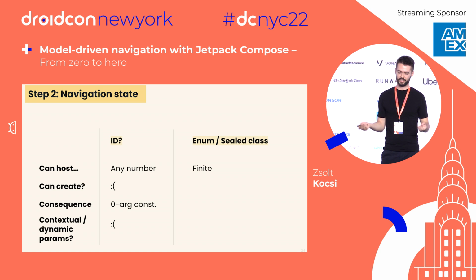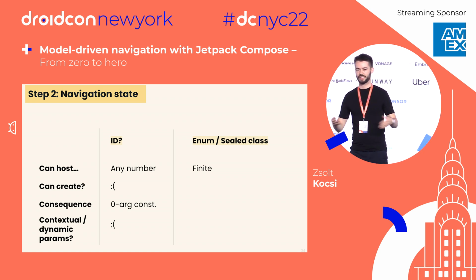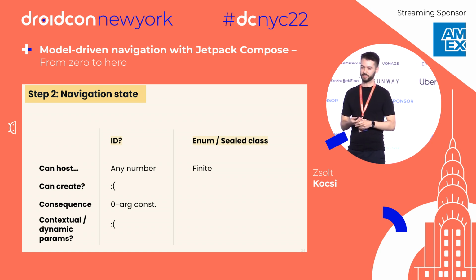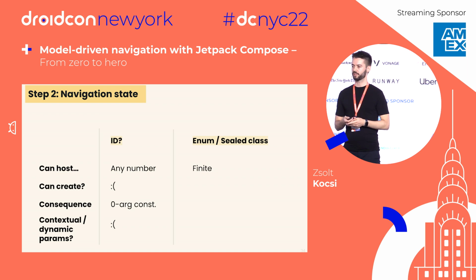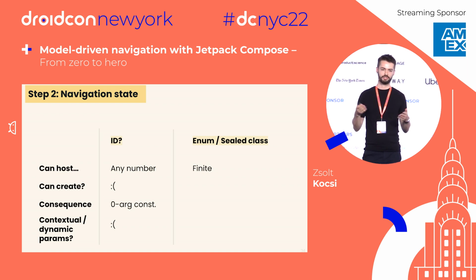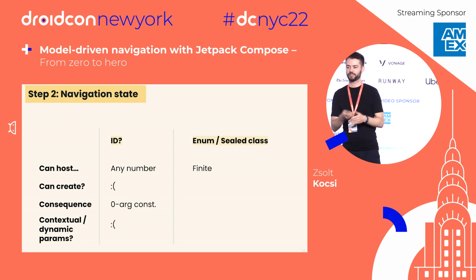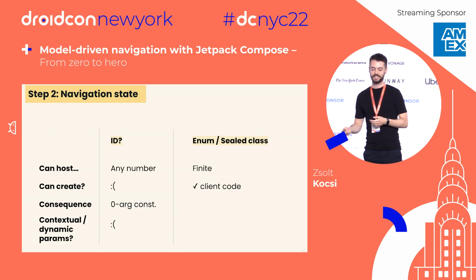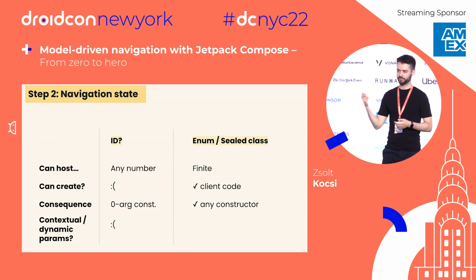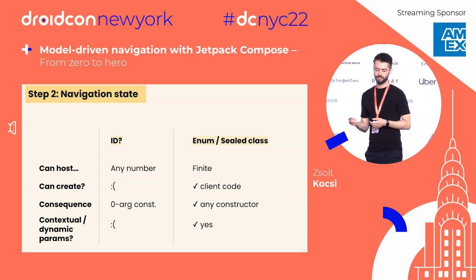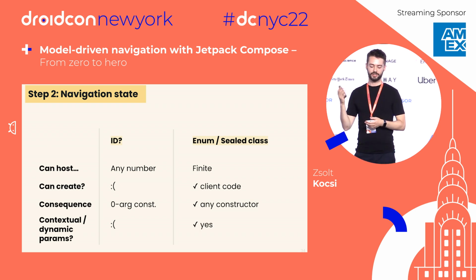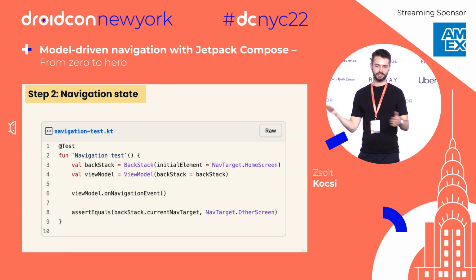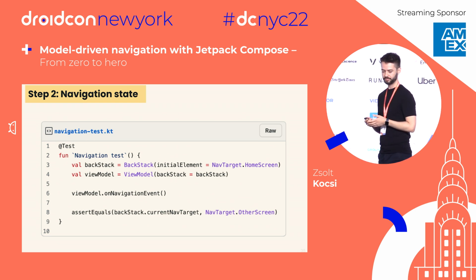So what we lost here now is that we cannot host just any instance of a screen, like with fragments. But is this really a loss? I want to say that I don't think so, because based on your product definition, you always know where your application can navigate to. So it's fine to use a finite set, but what you gain instead is that now it's you in the client code who can create the instances of these screens with any constructor that you want, and you can directly use dynamic contextual parameters at the call site.